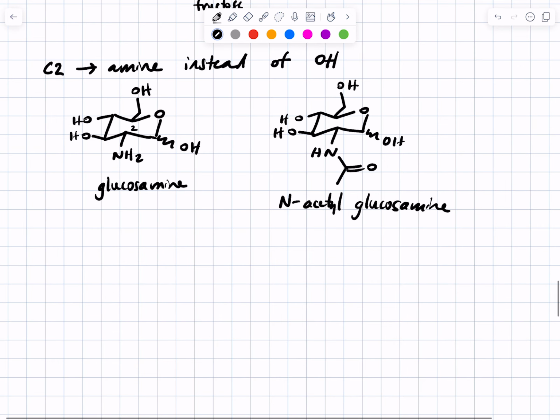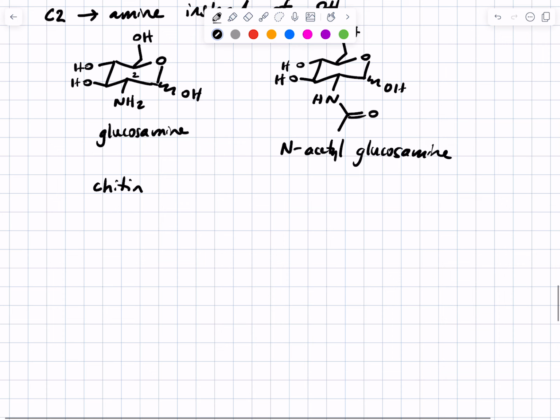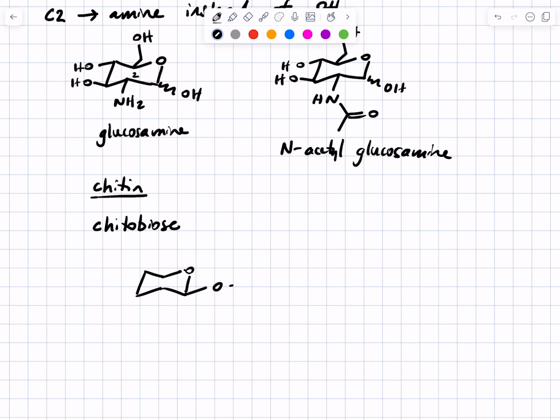In particular, though, N-acetylglucosamine is a component of chitin. Chitin is bug shells, insect shells, right? The strong, rigid casing of insects. Chitin is the polymer. The disaccharide is called chitobiose. And this is just two N-acetylglucosamines linked together through a beta 1,4 linkage.